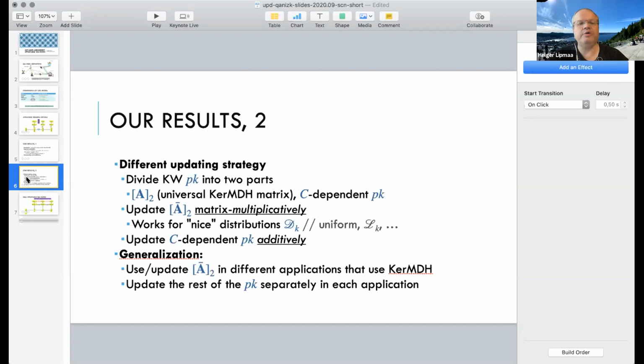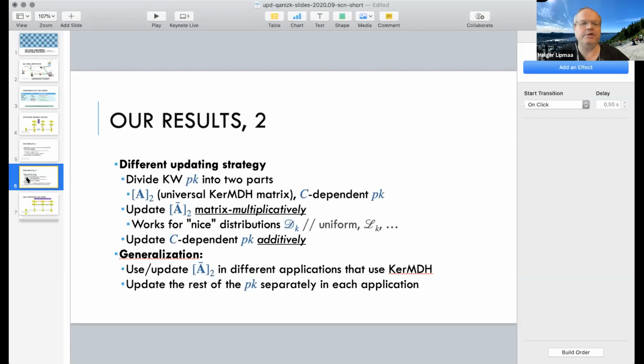So how we do updating is that we update this universal matrix by doing matrix multiplications. And we show when exactly it works. It means that this matrix has to come from certain nice distributions, but all interesting distributions actually belong to this set. And then we update the subspace-dependent public key additively, and that's it. So this is how we avoid this impossibility result.